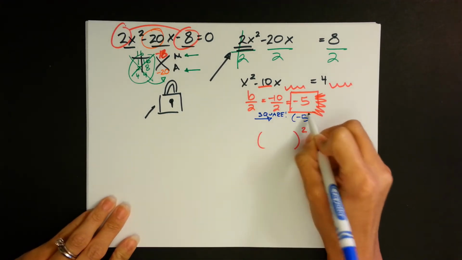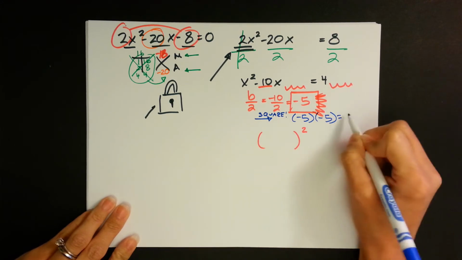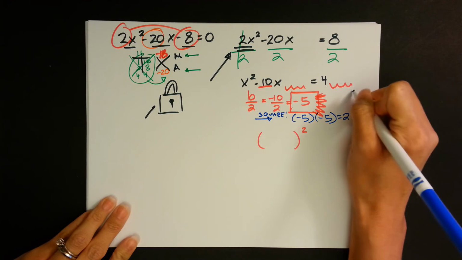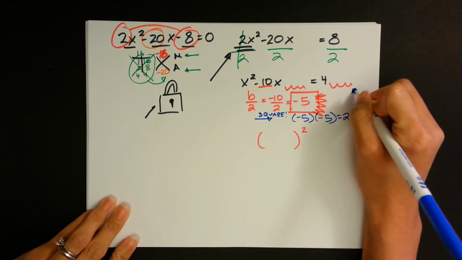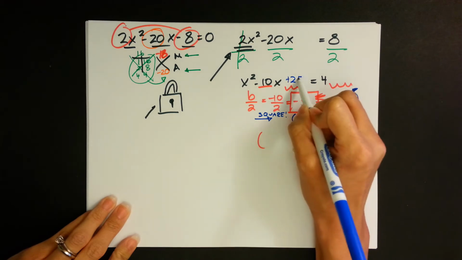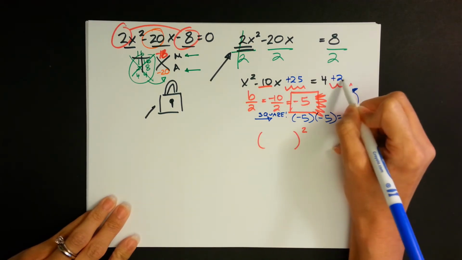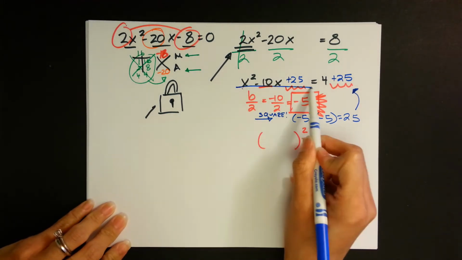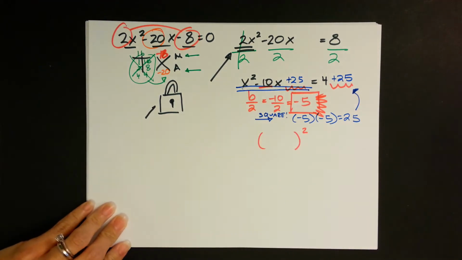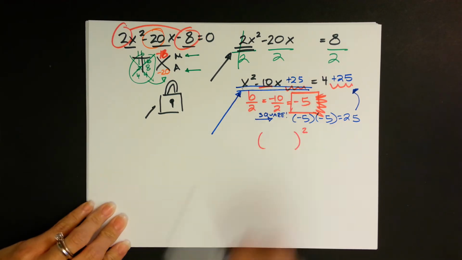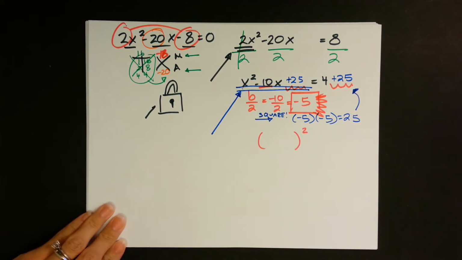So what is -5 times -5? Well, that's 25. Now, this is like a little magic trick when you ask people to double your age and subtract 7, and is this the number you started with? The next thing you're going to do is add that number you just squared to both sides. Now you have completed this polynomial so that it's going to factor into a perfect square. And I'm going to prove that to you.